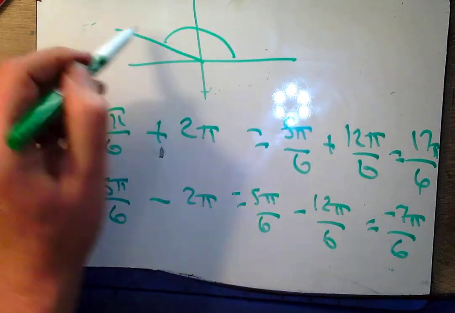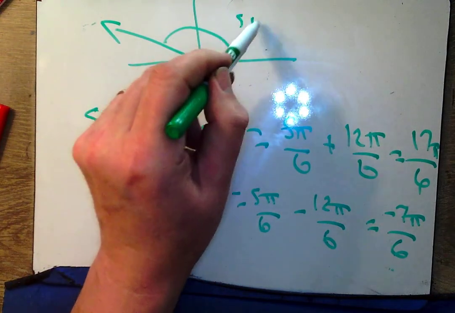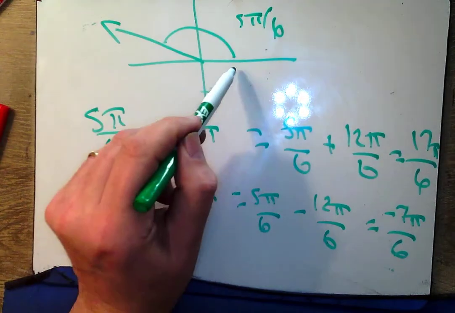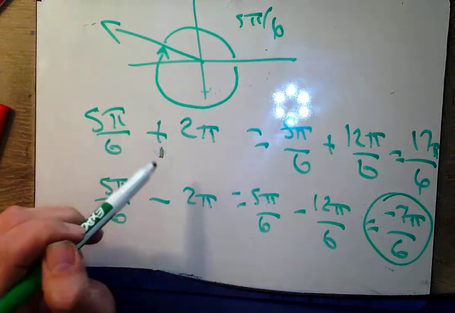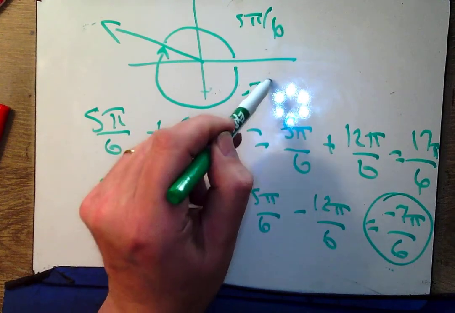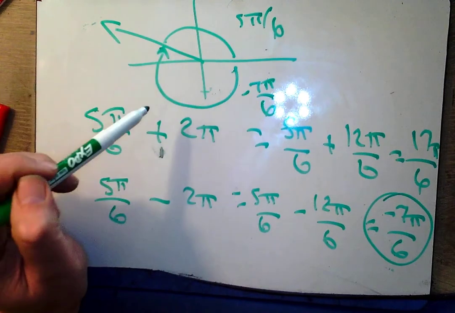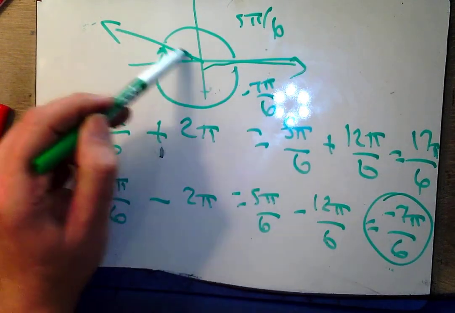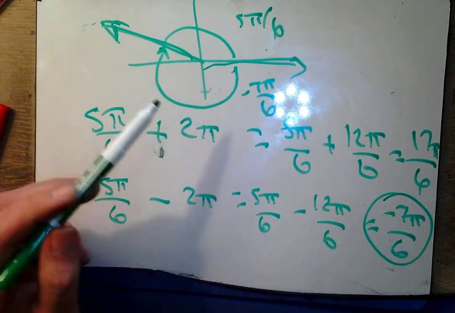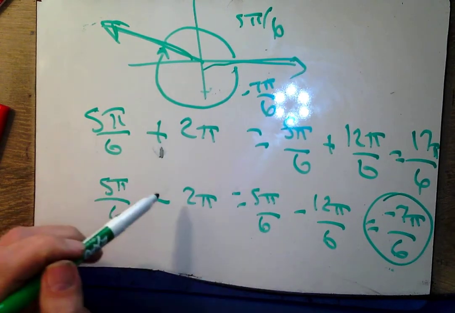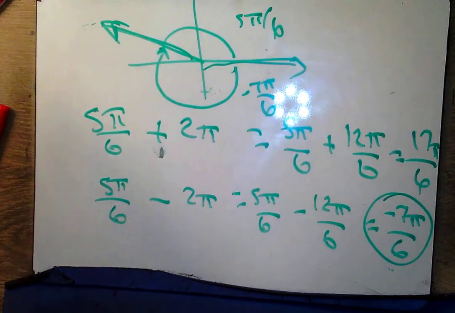This amount of rotation, if you've spent some time using your unit circle, is 5 pi over 6. And this starts here and ends up here. This is negative 7 pi over 6. They start in the same place, they end in the same place. Same initial side, same terminal side. To get my coterminal angle, if I want a positive one, I'm going to add 2 pi. If I want a negative one, I'm going to subtract 2 pi.